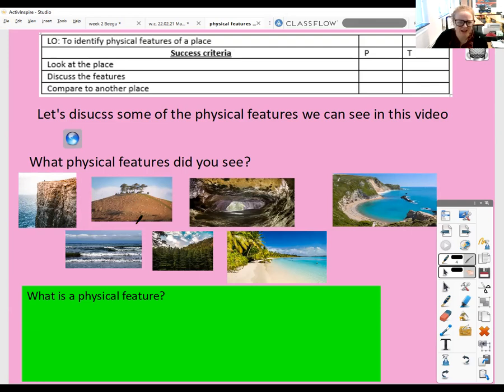Here I can see that this bit of land up here is higher up and rounded compared to the area around it. What's that called? I'd like you to shout it out. It is a hill. It's raised. It's rounded. It is a hill. What is this here? This looks like a hole in the side of some rock, maybe the side of a cliff.